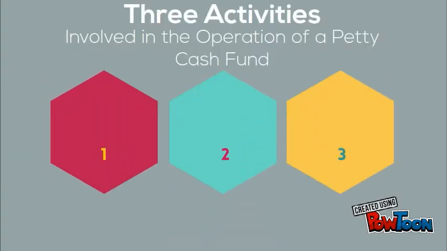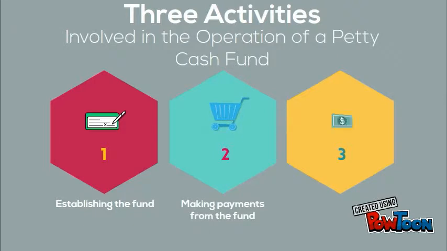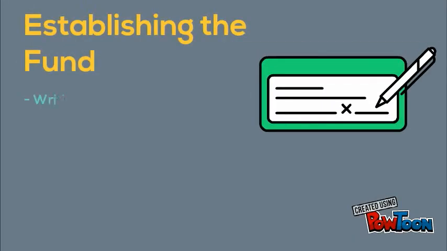The operation of a petty cash fund will involve three activities, which are establishing the fund, making payments from the fund, and replenishing the fund. First, let's go over establishing the fund.